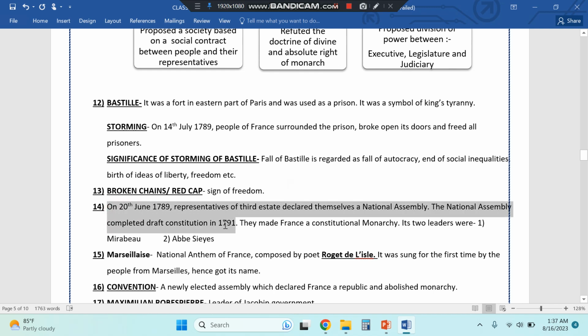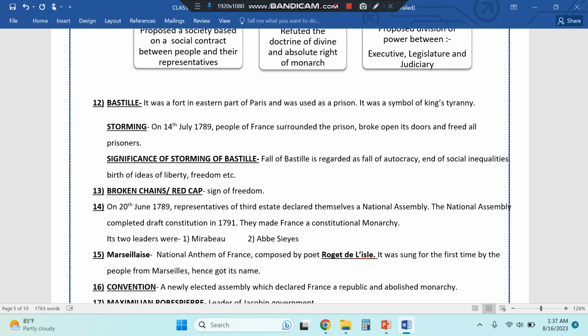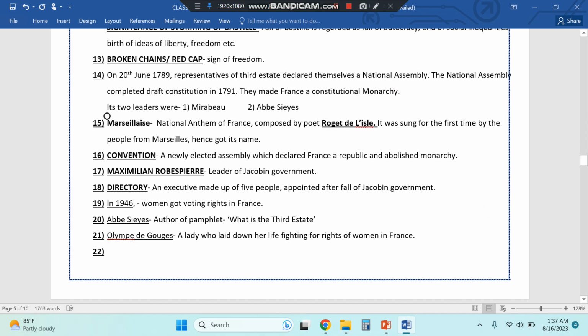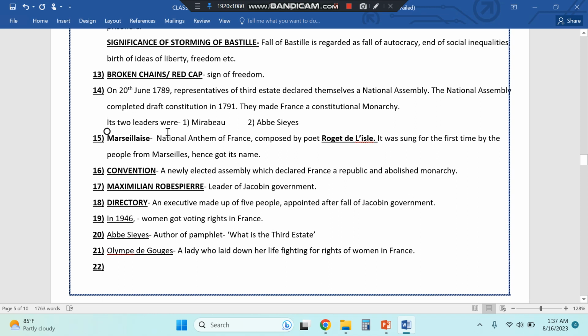Then this is an important point mentioning when the National Assembly came into being. Then Marseillaise, this is the national anthem of France, and the French pronunciation is Marseillaise. It was composed by the poet Rouget de Lisle. This is the French pronunciation, Rouget de Lisle.